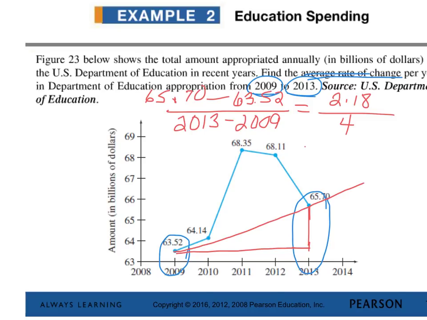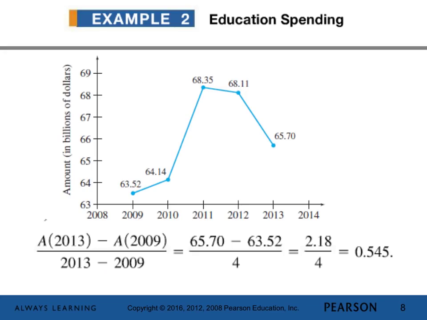Divided by 4 years tells us that the rate of change, the average rate of change, remember, is $0.545 billion per year. And so here are our calculations. Once again, this is a slope. This is y2 minus y1 over x2 minus x1, or the change in appropriations divided by the change in time.